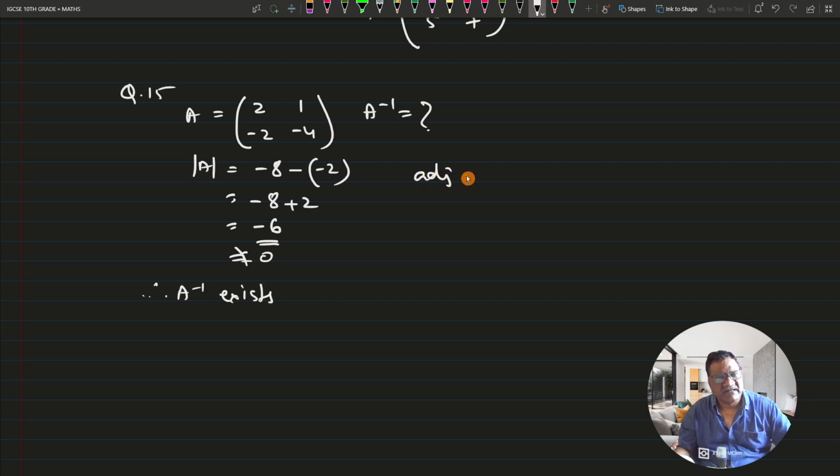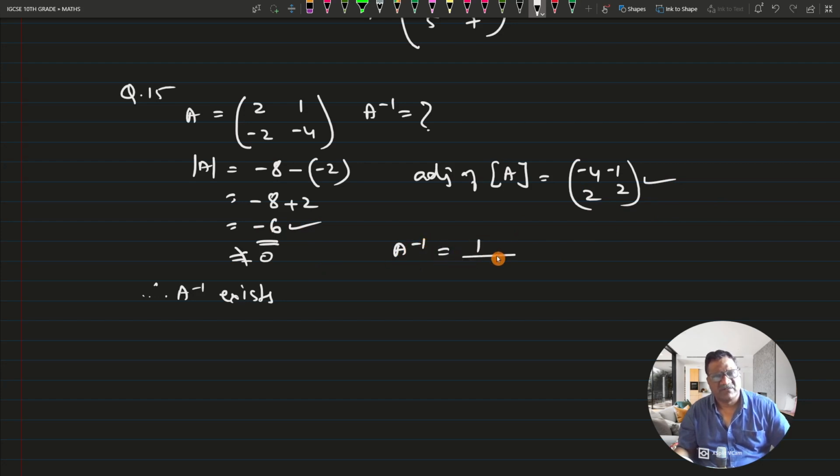Now let us try to find the adjoint of this matrix A. So adjoint of this matrix A can be found by the shortcut method, like minus 4 and 2 over here. I have swapped the two elements on this principal diagonal, and for these elements I'm going to change the sign to minus 1 and 2. That's it. So this is the adjoint of this matrix A, and this is the determinant of this matrix A. So A inverse will be equal to 1 upon determinant of matrix A, that is minus 6, times the adjoint, that is minus 4, minus 1, 2 and 2.